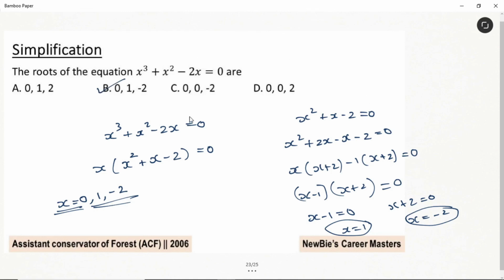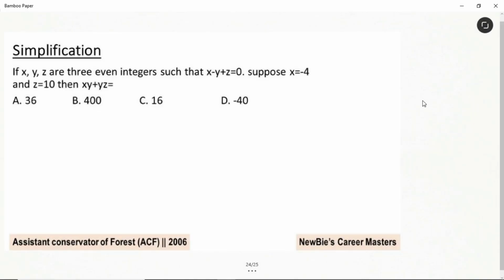That's it. Okay? Newbies, pause this video and try to solve this question. Very simple question. Question is, if x, y, z are three even integers, such that x minus y plus z is equal to 0. Suppose x is equal to minus 4 and z is equal to 10. What is the value of this? Try this question, everyone. Just substitute x and z value to this equation. Get the y value. After getting the y value, it is very simple, no? I hope you have tried this.